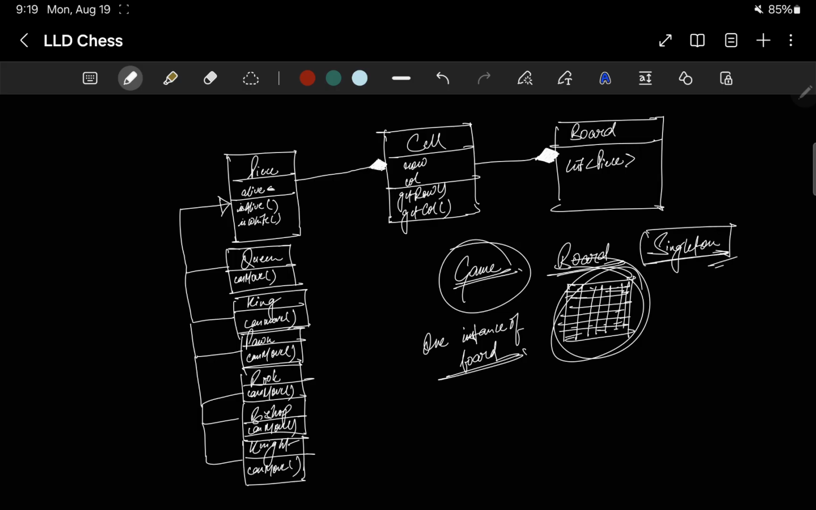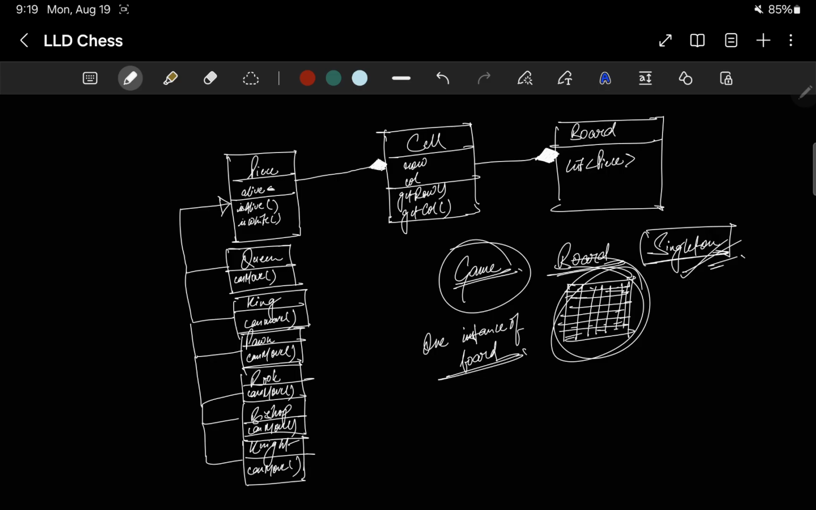If you don't know what singleton design pattern is, please go and watch this in the LLD design patterns playlist. I have uploaded a video on this singleton design pattern also. I have talked about it extensively, its use cases also, how you can ensure that only a single instance exists. So please go and watch that. It will be very helpful for you to understand.